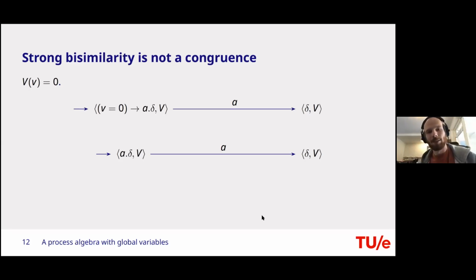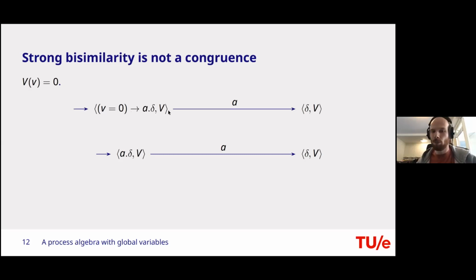This may be why these global states are not already baked into process algebras. It's more difficult to define good equivalence relations. So in particular, strong bisimilarity is not a congruence. So if we have a mapping that maps this small v to 0, then for these two process expressions, they can just both do an A. As it happens, v is 0 is true.